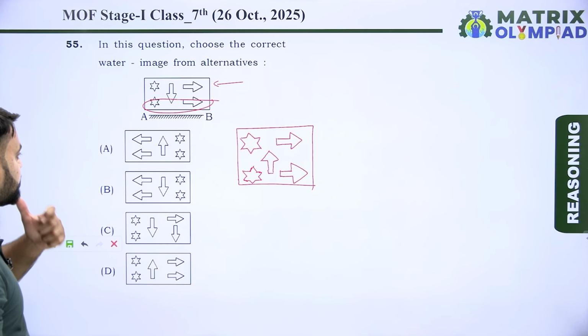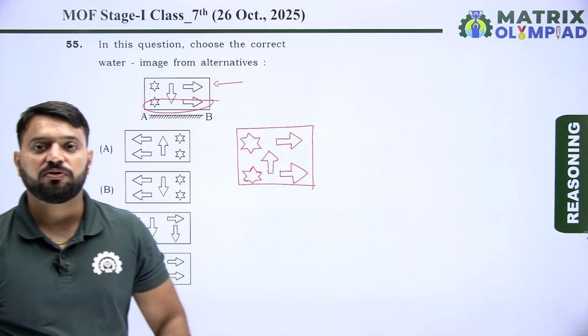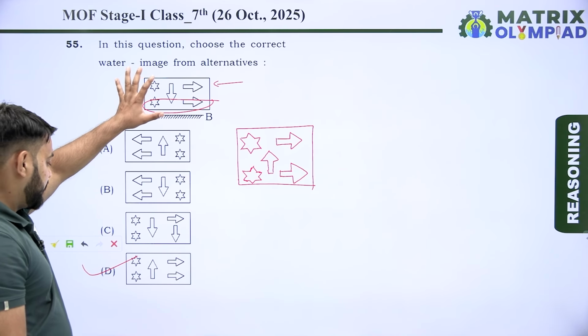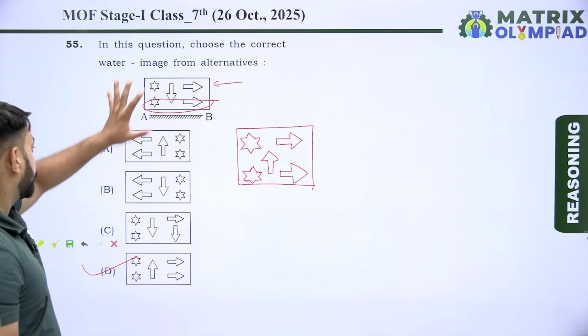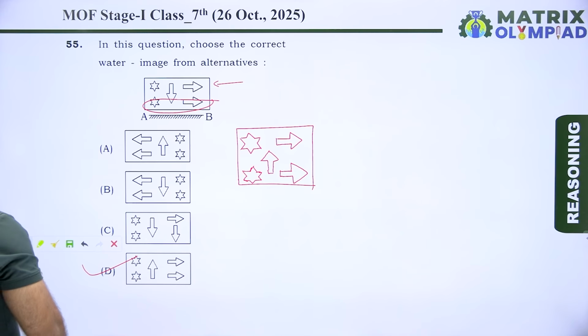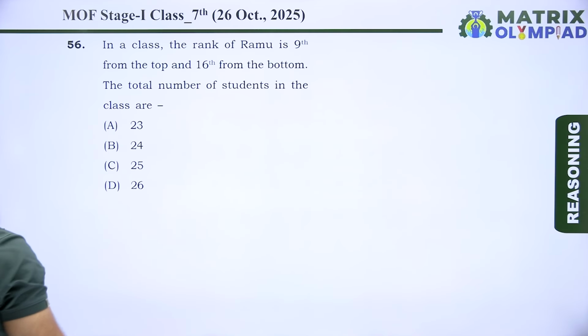So here option D is the correct water image of the given figure. So option D shows the correct water image of the given figure. So here option D is the correct answer of this question. Let's move on to the next question. So now the next question is question number 56.